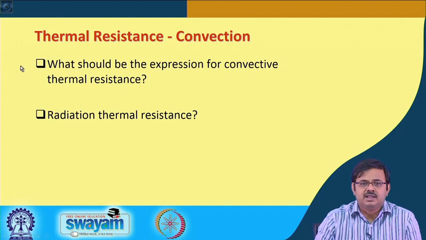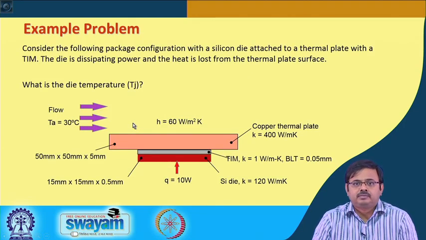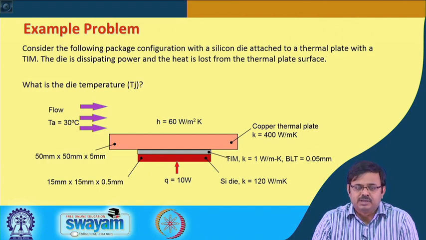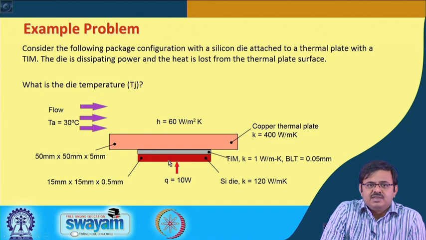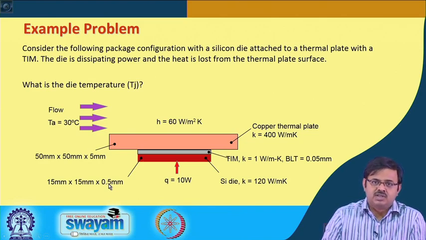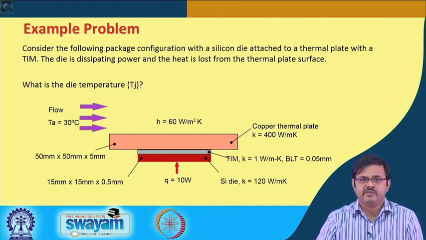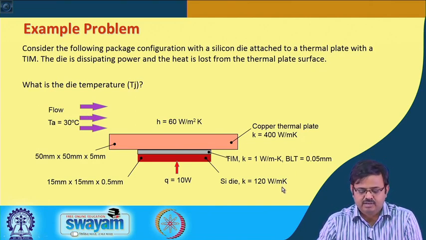So what we will do in the last few minutes of this lecture is go through an example problem, very simple. Because it is an electronic packaging class, we will take a relevant example. Let us say I have a silicon die, and the dimensions are given: 15 millimeter, 15 millimeter, 0.5 millimeter. Cross section is 15 by 15, thickness is 0.5. The thermal conductivity is also given as 120 watts per meter Kelvin.